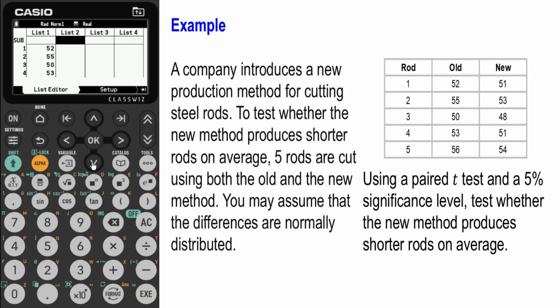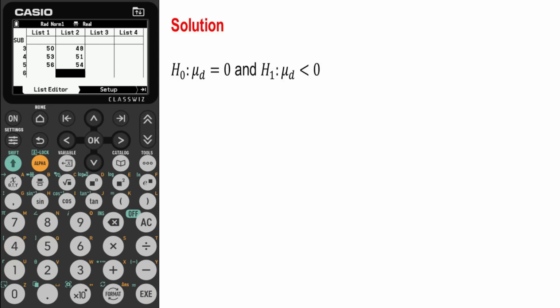Let us enter in the new data into list 2. We have 51, 53, 48, 51, 54. We have the null hypothesis H0 where mu d equals 0, and we have the alternate hypothesis H1 where mu d is less than 0, and we have 5 pieces of data.